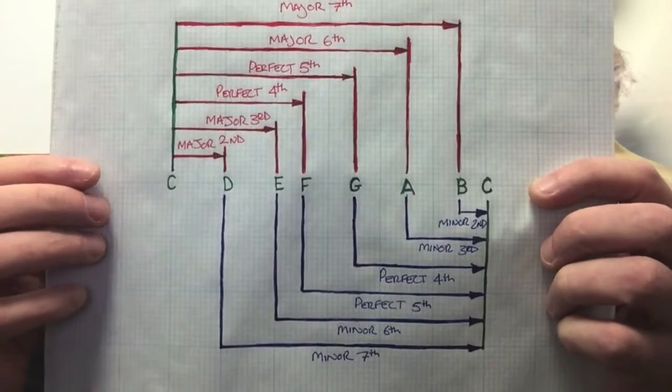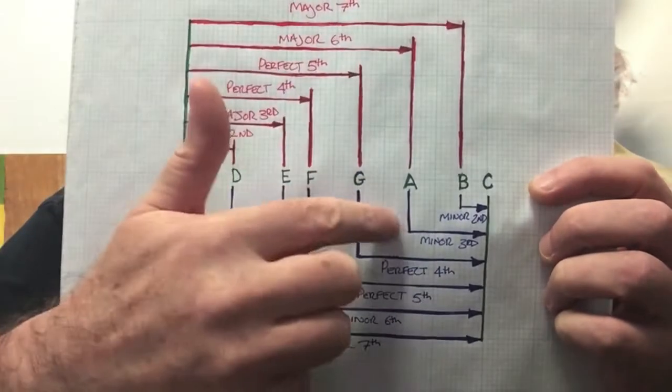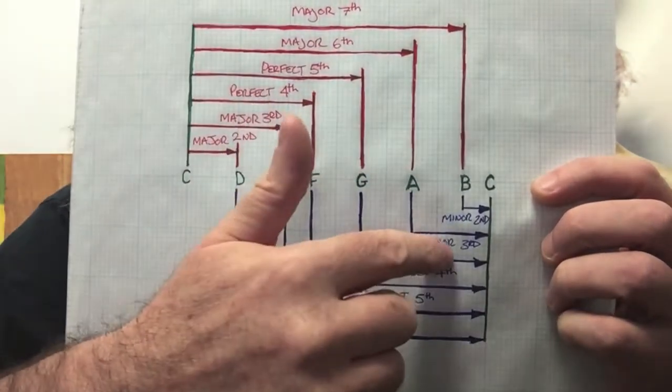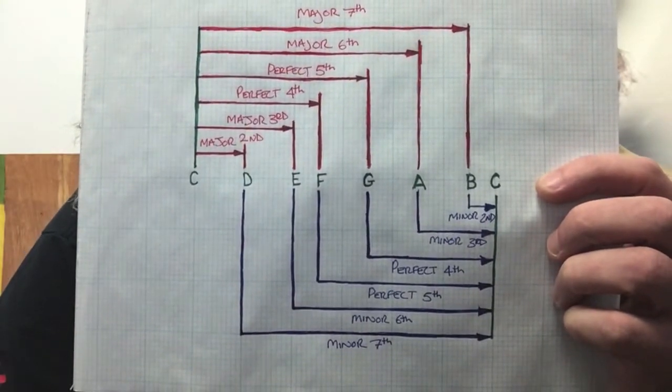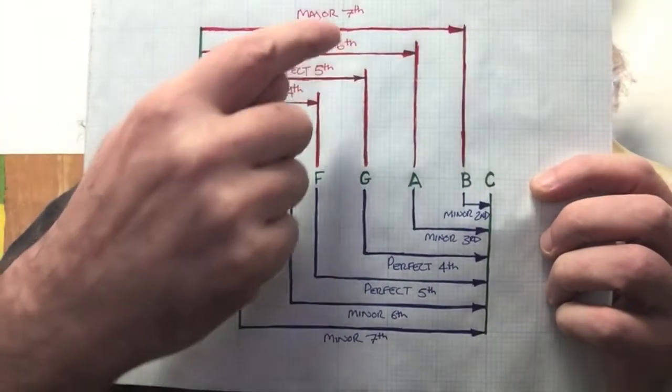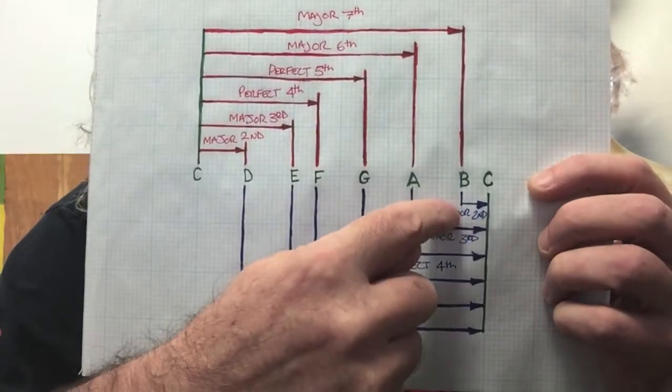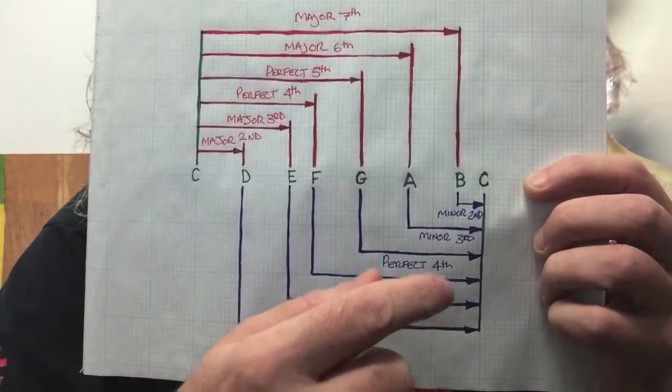So the first thing we see is that the qualities change. A major becomes a minor, which I've indicated in red going to blue. That's the first thing, but the second thing you probably already noticed is that a major 7 and a minor second, 2 and 7 is 9.